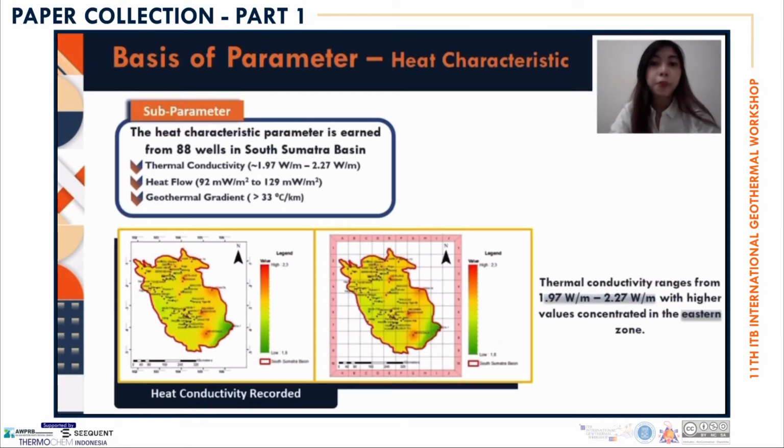Ladies and gentlemen, following the previous slide, there are three parameters used for the site selection. The first one is heat characteristic, which consists of three sub-parameters, that is thermal conductivity, heat flow, and also geothermal gradient. In the South Sumatra Basin, the thermal conductivity is within the range of 1.97 watts per meter until 2.27 watts per meter, and the values are higher in the eastern part of the basin, like in grids 4G, 4H, and also 8G.